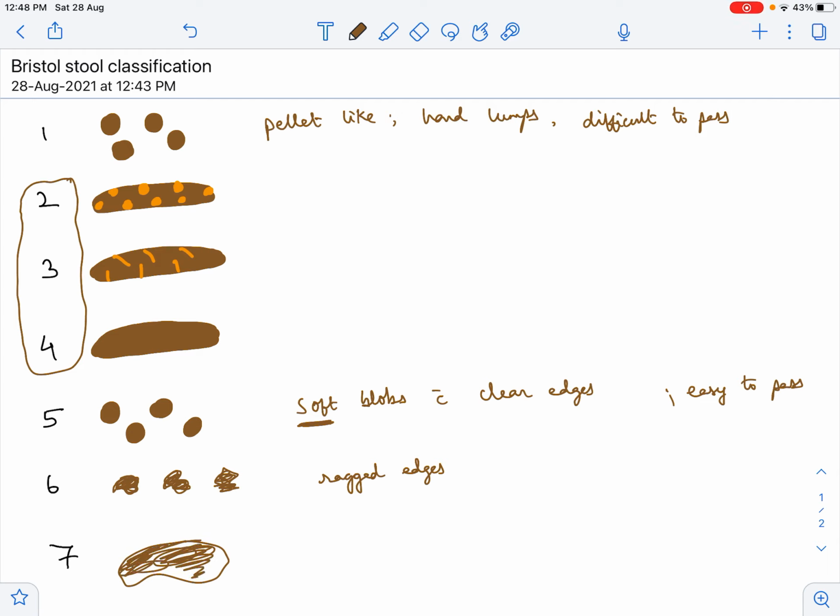Now the spectrum is: 1 is solid, 7 is liquid. An easy way to remember this is to go in the reverse order. It is initially liquid in 7. Then it starts becoming solid, so it solidifies, but it has ragged edges. Then it is still soft, but it has clear edges.